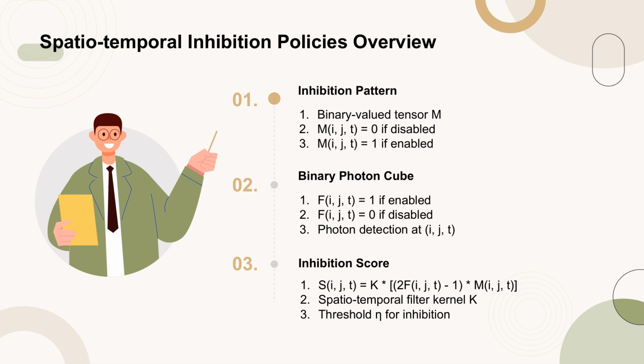The proposed policies calculate a spatiotemporal inhibition pattern for each pixel and frame. This is defined using a binary value tensor m, where m, i, j, t equals 0 if the pixel i, j is disabled in the t-th frame, and m, i, j, t equals 1 otherwise. The binary photon cube, f, is defined similarly, with f, i, j, t equals 1 if the pixel is enabled and a photon is detected. The inhibition score, S, is calculated using a spatiotemporal filtering kernel, K, and compared to a threshold eta to determine if the pixels should be disabled.